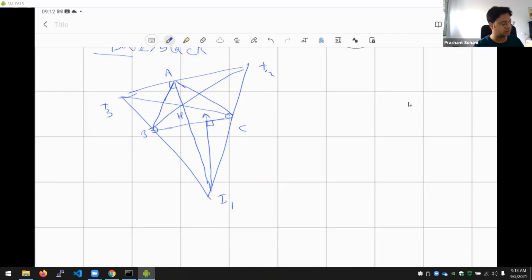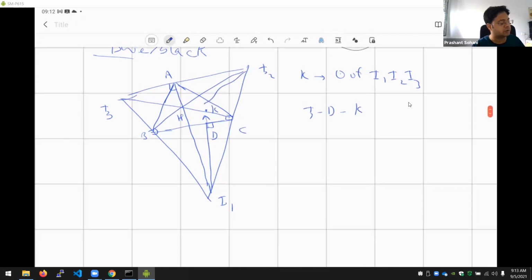Or in other words, this line I1D will pass through the circumcenter, if K is the circumcenter of I1, I2, I3. Then this I1D will pass through that circumcenter, and the same will happen from all the three sides. So that is why obviously they are concurrent. In the standard notation, it would be the lines AO, BO, and CO, but here the main triangle is I1, I2, I3.